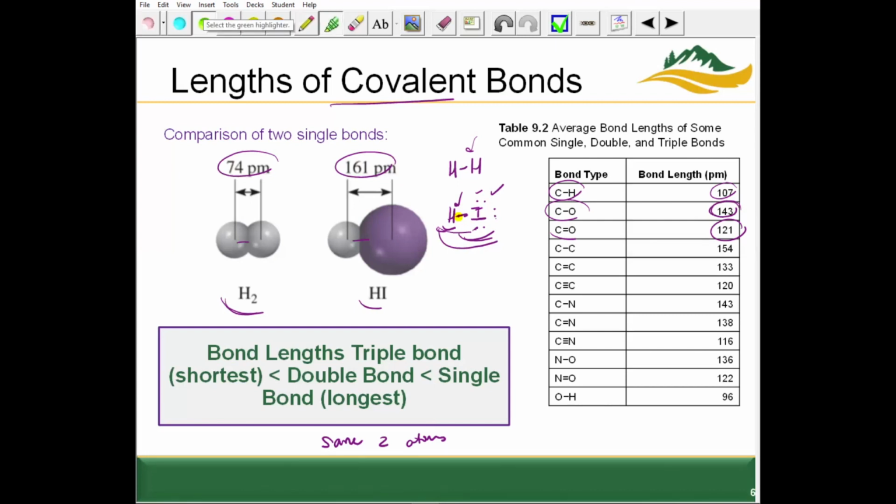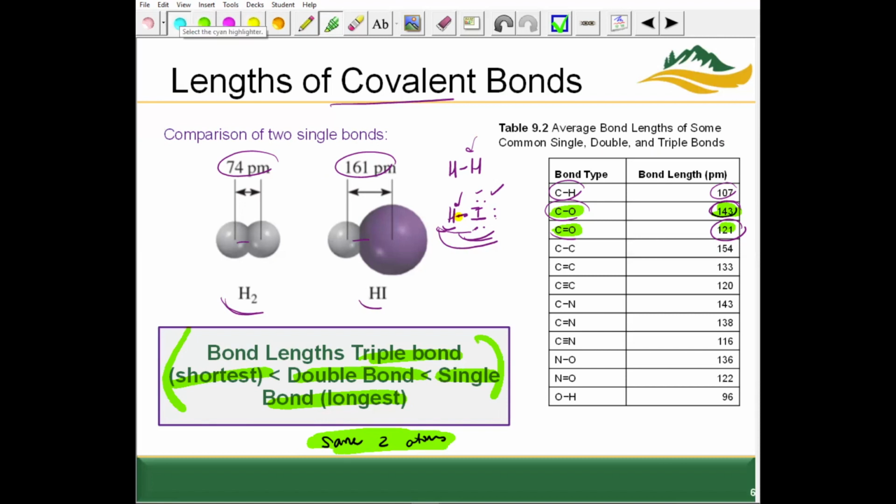But a pattern to be aware of when looking at a bond between the same two atoms, like C and O both times: the single bond is the longest, the double bond is shorter, and then a triple bond would be the shortest of the three types of bonds when just comparing that within the same two atoms. We're just looking at that within a bond between the same two atoms.